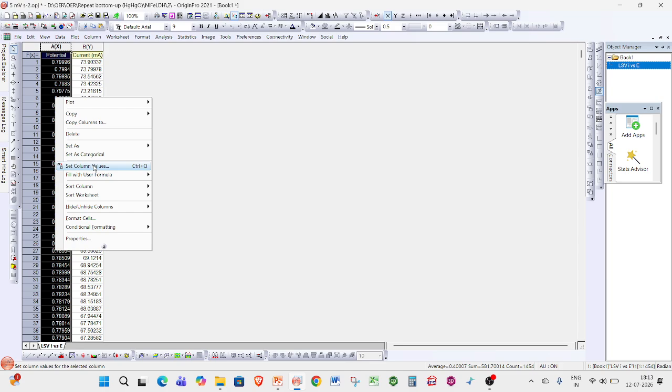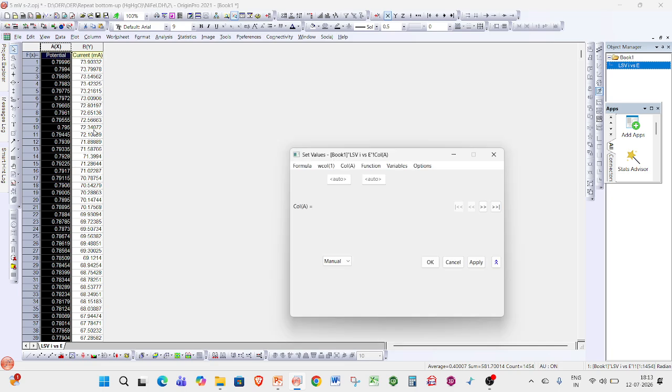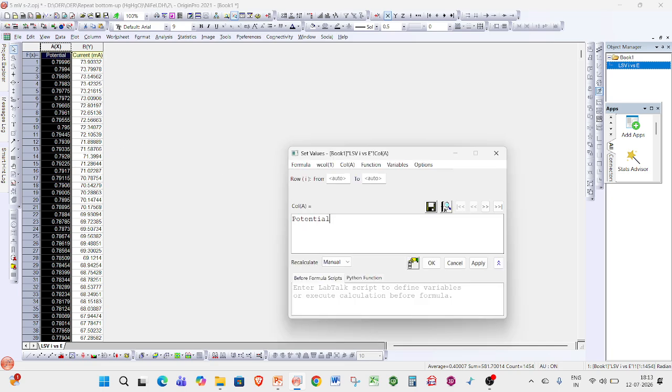So what are we going to do? This potential value is E_HgO, and we want to convert it into E_RHE. So we are going to add to the potential column 0.924.